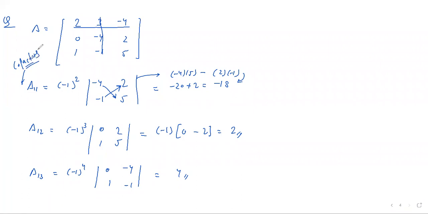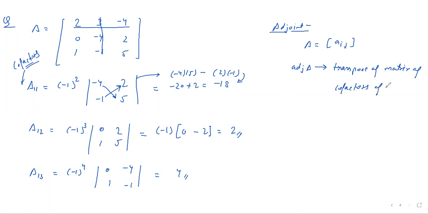Now, what is adjoint? If I talk about adjoint, what is adjoint? If there is a matrix A, and we have aij, the elements in it, then the adjoint of A is basically the transpose of the matrix of cofactors of A. So adjoint of A would be equal to the transpose of the cofactor matrix. This is my cofactor matrix. If I take out the transpose of it, then that would be my adjoint.